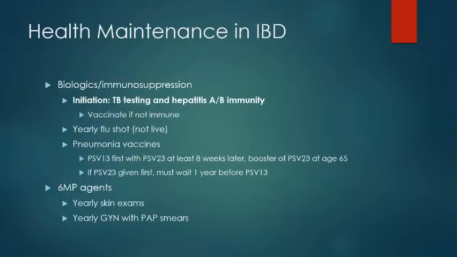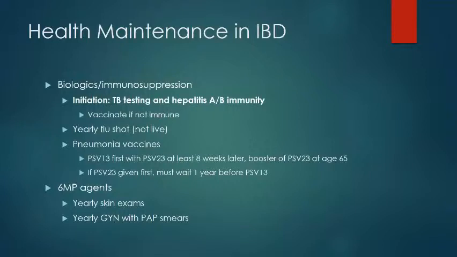For biologic initiation, all these patients have to have a documented TB test and hepatitis B testing before being approved from an insurance standpoint, because they can reactivate. Patients will require a yearly flu shot, but that shouldn't be live if they're on biologics. And then the pneumonia vaccines, both the 13-valent and the 23-valent.